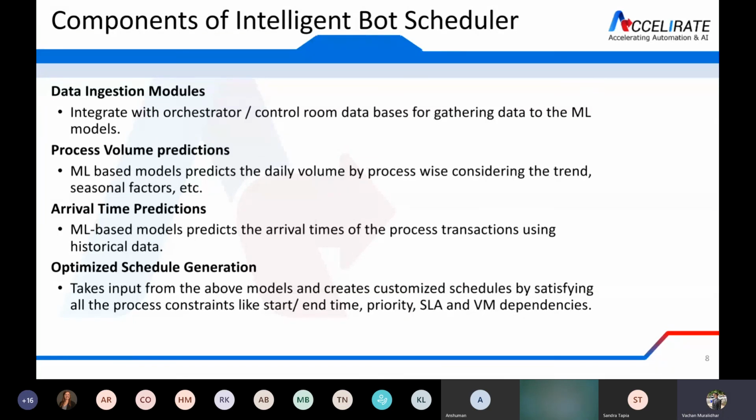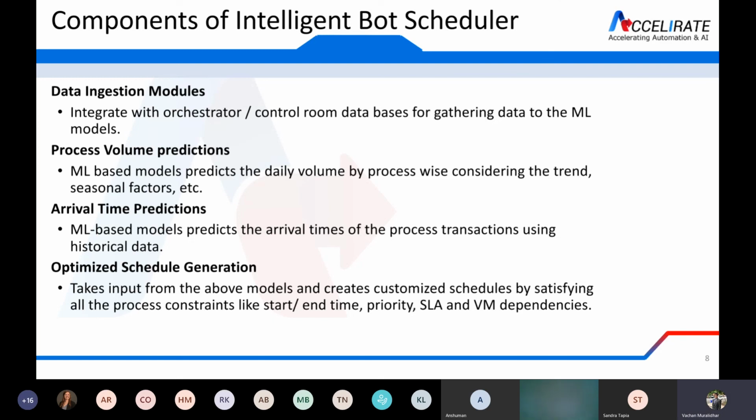So now we know what issues traditional orchestration is facing, and we thought we needed to utilize machine learning and RPA technologies to build the intelligent bot scheduler to solve all the problems. So the intelligent bot scheduler is a mix of RPA and machine learning models.